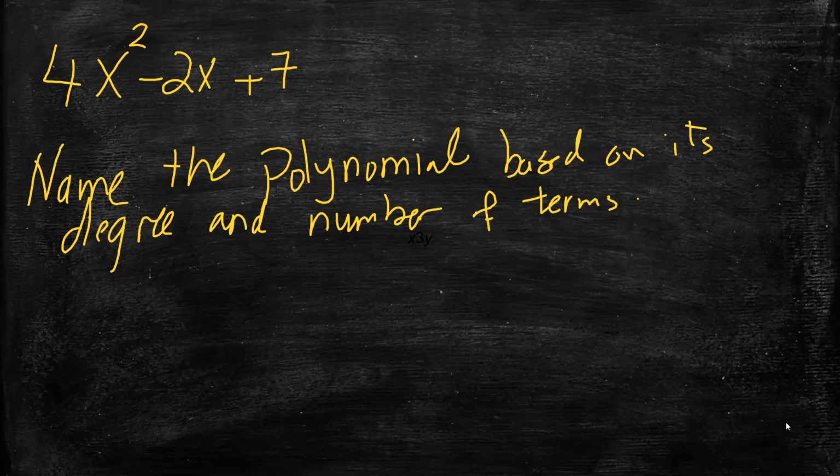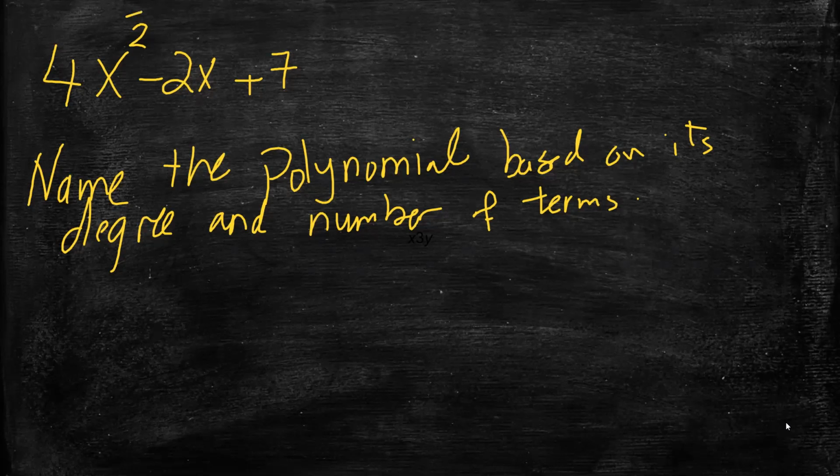Trinomial, like tricycle, like triangle, we have three terms. And also for the degree of the term, first you have to reorder it, or write it in standard form, starting from the highest degree to the lowest degree. Then after that, I will look at the highest degree.